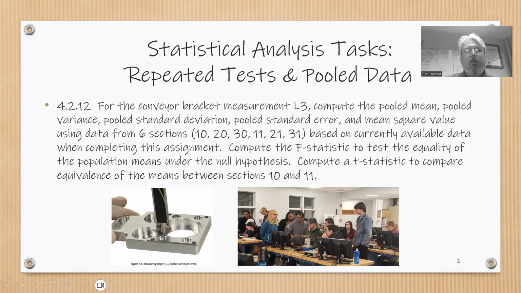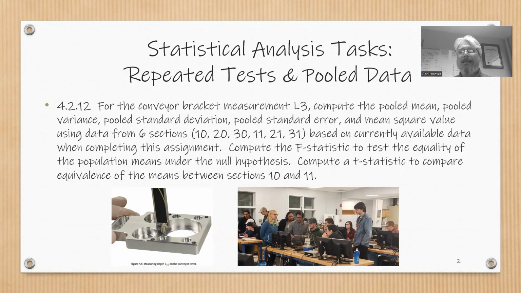Specifically, we're looking at the question for the conveyor bracket measurement L3: compute the pooled mean, pooled variance, pooled standard deviation, pooled standard error, and mean square value using data from 6 sections, which are sections 10, 20, 30, 11, 21, and 31, based on currently available data. And then also compute the F statistic to test the equality of the population means under the null hypothesis, and compute a T statistic to compare the equivalence of means between sections 10 and 11.